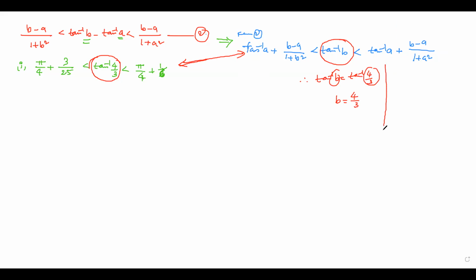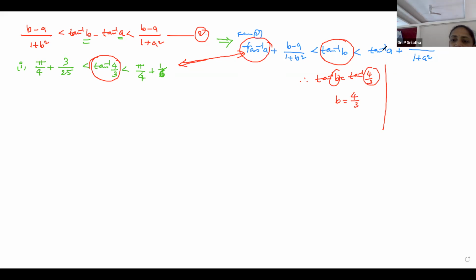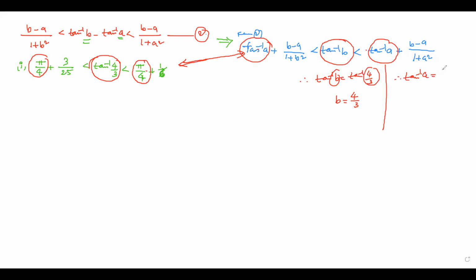Okay, very good. Now on both sides the equal value is tan inverse A, right? Both sides we are having pi by 4. Here both sides we are having tan inverse A. So what is tan inverse A? Pi by 4. So tan inverse A is pi by 4.